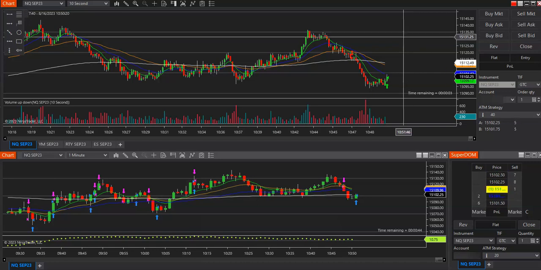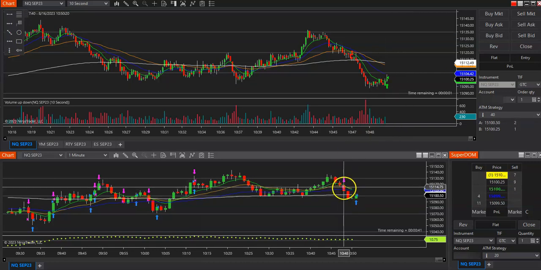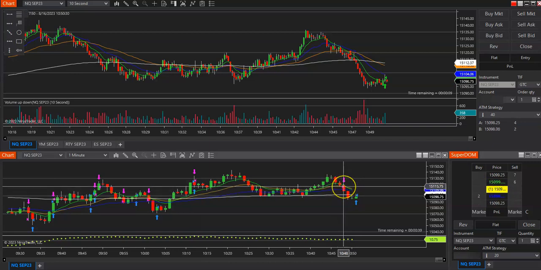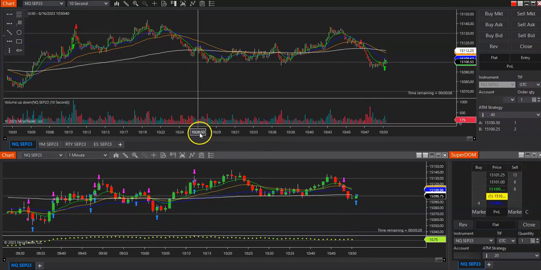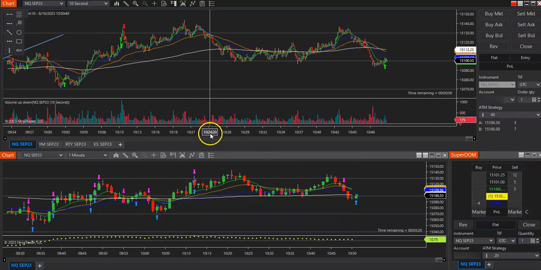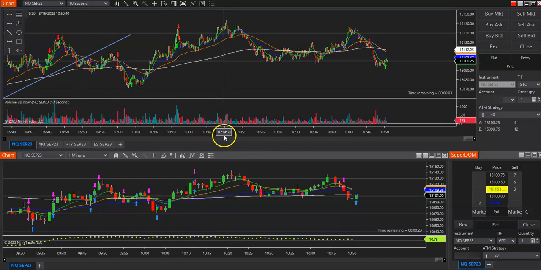But that was a nice little profit here. You see, on just 2 1-minute candles. Enter here at 48, and then I got stopped out at 51. Quick scalping, you know, seeing areas of opportunities and taking advantage of it, you know.